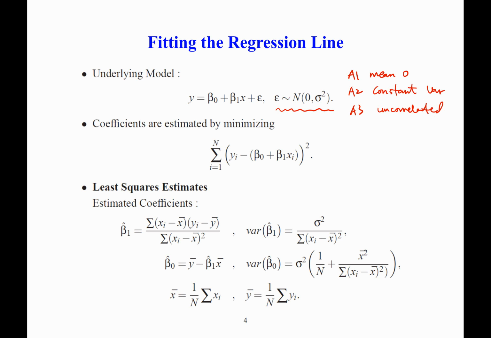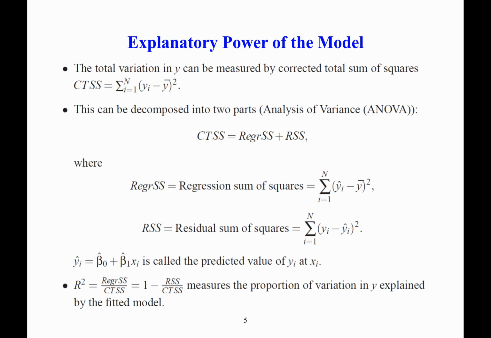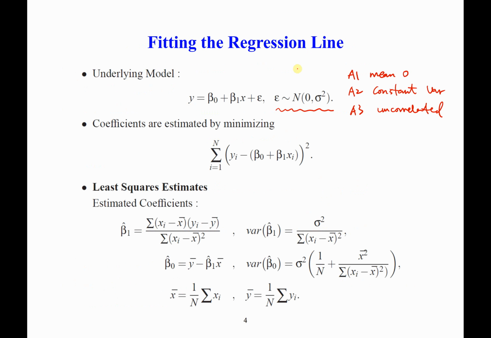So this is a random noise. Here, this epsilon is the random noise. So coefficients are estimated by minimizing the residual sum of squares. So here, this is the residual sum of squares.